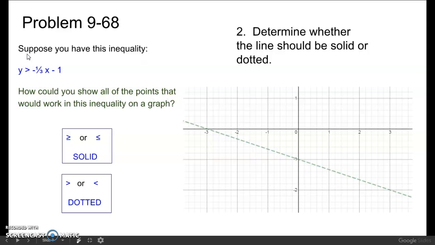Now, if you're working in Desmos and you need a dotted line, to the left of the equation or inequality there's a little colored circle, and if you hover the mouse over that, it will give you several options, including different colors and some dotted lines or even lines made of little circles. So this one should be dotted because it's just greater than.